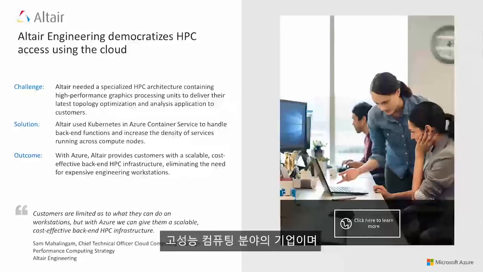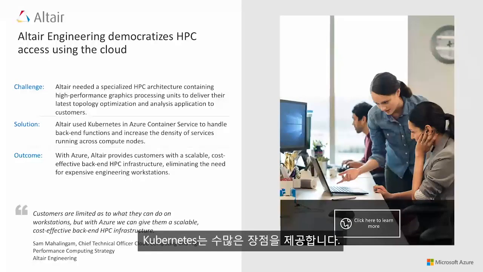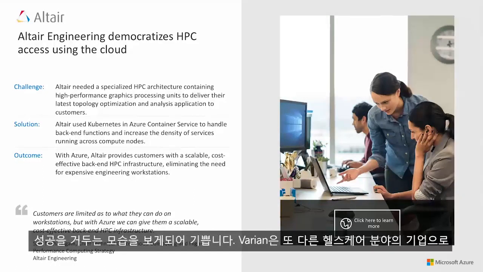Now, Altair is a company in the high-performance computing space, and what they were able to do is use Kubernetes on Azure to eliminate the need for expensive engineering workstations. Kubernetes offers a lot of the benefits that you would expect for someone who needs high-performance computing at large scale, and we're glad to see them being successful with our solutions on Azure.